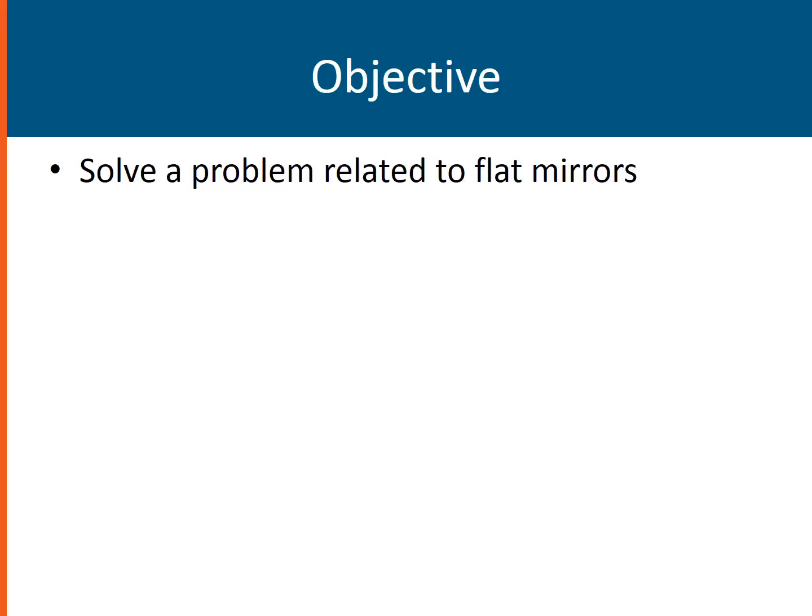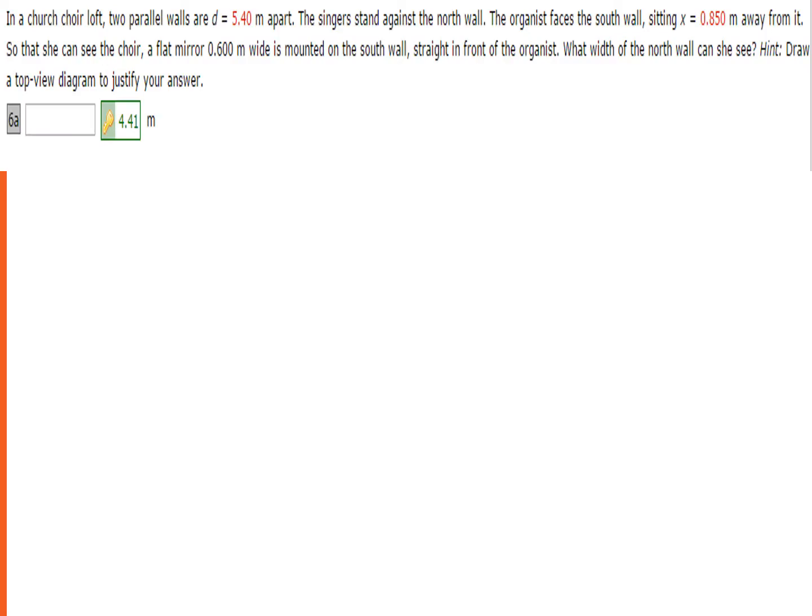This tutorial aims to solve a problem related to flat mirrors. This is one of the problems that I have given in WebAssign. In a church choir loft, two parallel walls are 5.40 meters apart. The singers stand against the north wall, so we could illustrate the first two sentences in this manner, where we have here on the north wall our choir members or the singers. Now the two walls, the north and south wall, are separated by a distance of 5.40 meters.